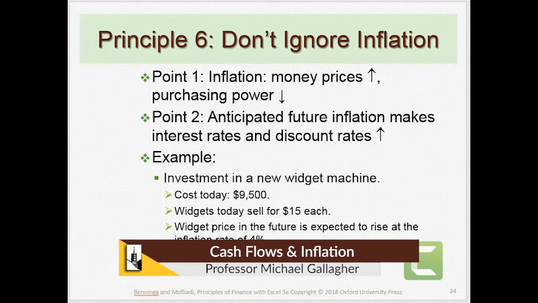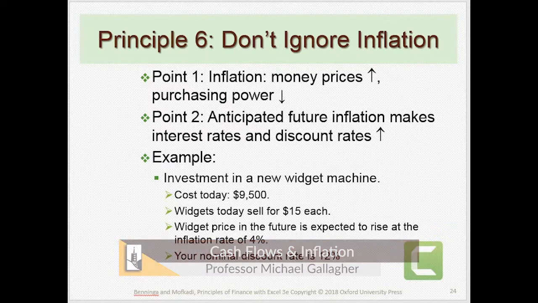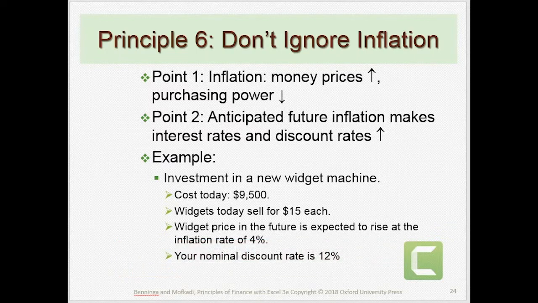So the last point I want to make on modeling cash flows and making business decisions is inflation. Don't ignore inflation. So a couple of points about inflation. As prices of things go up, your purchasing power goes down. That's fairly intuitive, right? Anticipated future inflation makes interest rates and discount rates go up.